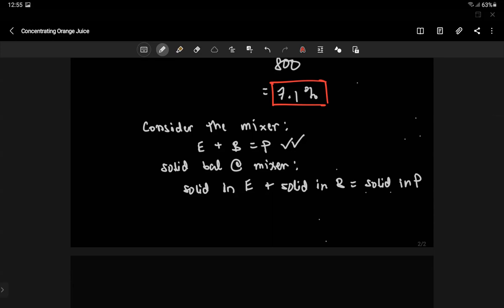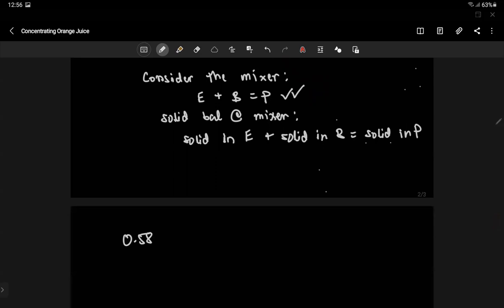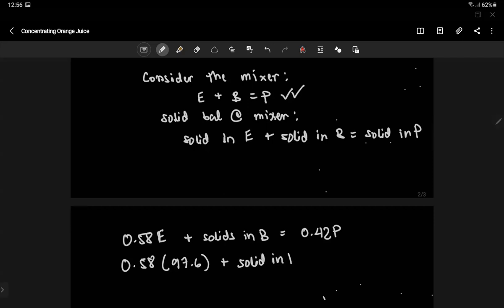Okay. Now, what is the amount of solids in E? Naalala nyo, sa diagram natin, 58% of E. Now, next, solids in B. Eh, yung hinahanap natin. Kung gaano kadami yung percentage ng solid sa bypass stream. Next is solids in P. We know that it's 42%, right? According to our given. Now, we have the value of E. Na-solve na natin yung kanina. So E is, from our earlier calculation, 97.6 kilogram plus solids in P equals yung P naman, na-solve din natin yung kanina pa. That's our 297.6. Okay, so therefore, you can calculate solids in P.